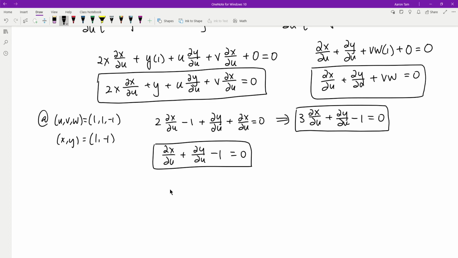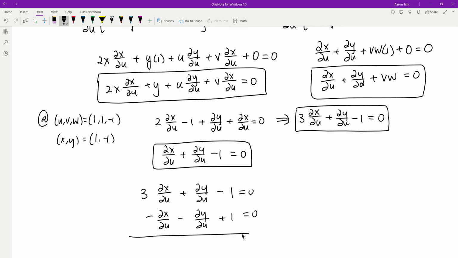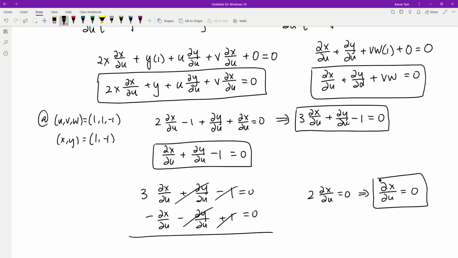So what I'm going to do is look at these two equations and do the following. I'm going to take the top equation and keep it the way it is, and I'm going to negate the bottom equation and add them. Notice that the dy du cancel out, the 1 and the minus 1 cancel out. That leaves me with 2 dx du equals 0. Therefore, that implies that dx over du equals 0. So that's my answer, and because it's equal to 0, that definitely makes it a lot easier to do the rest of the problem.